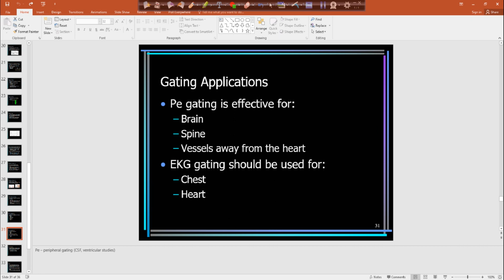Peripheral gating, we attach the pulse ox to the finger for brain, CSF flow type things, vessels away from the heart, so smaller vessels, not the aorta, more peripheral vessels. And the EKG gating is great for the heart and chest.